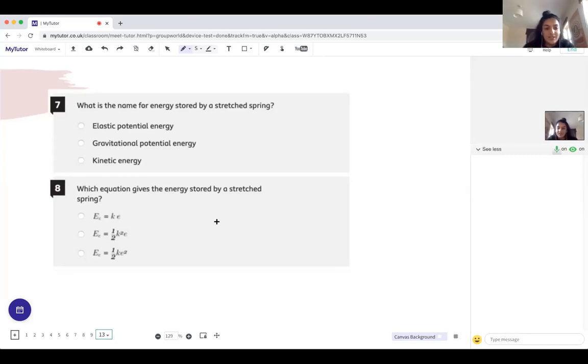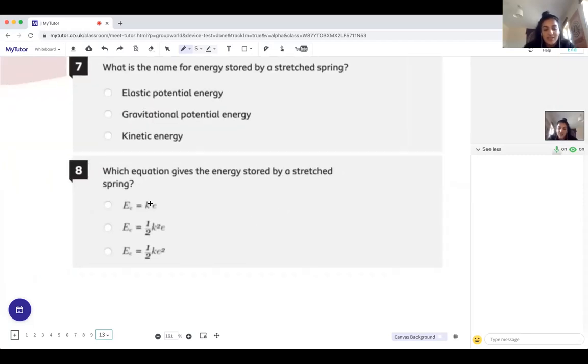Which equation then gives the energy stored by a stretched spring? Is it E equals kE, E equals half k squared E, or E equals half kE squared? Okay, great. It's E equals half kE squared. So remember that we need to square E first and then times by k and by half.